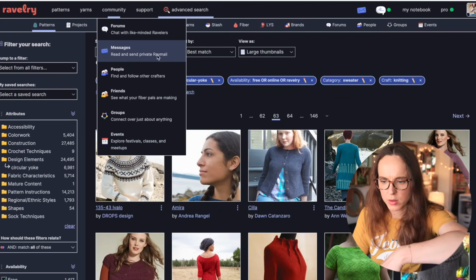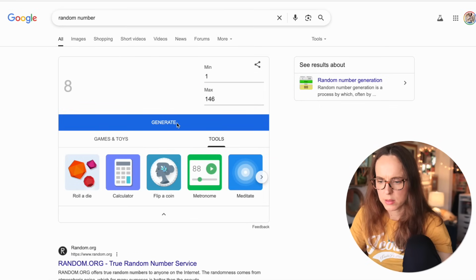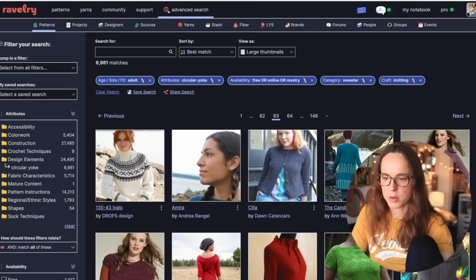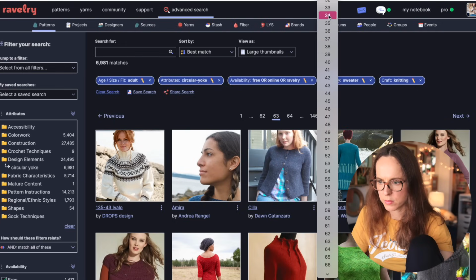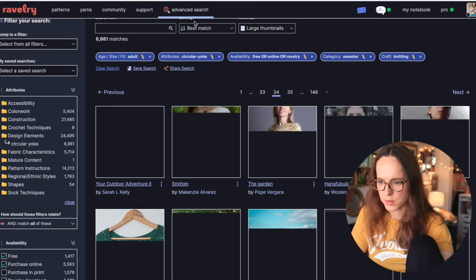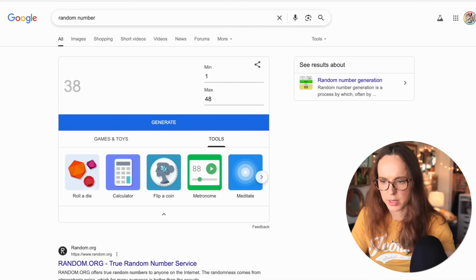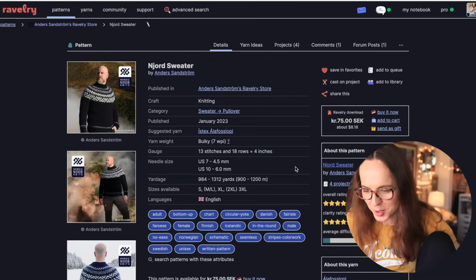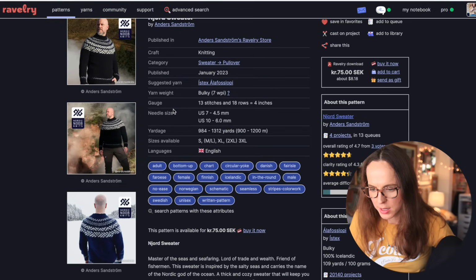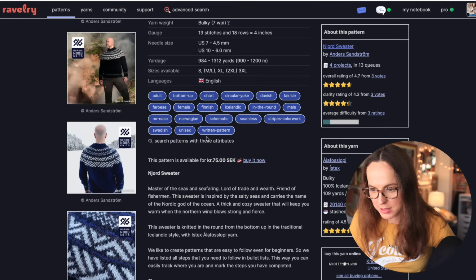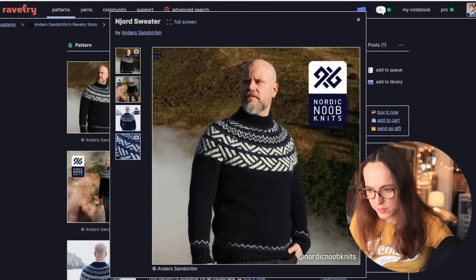I want to do one more. And let's see. 1 through 146, 34. We're going to page 34. Okay, and then 1 through 48, 38. We're ending on a gentleman's sweater, and I love that. Okay, this is Njord Sweater by Anders Sandstrom. This is available in English. It is 75 kroner. And let's just take a look.